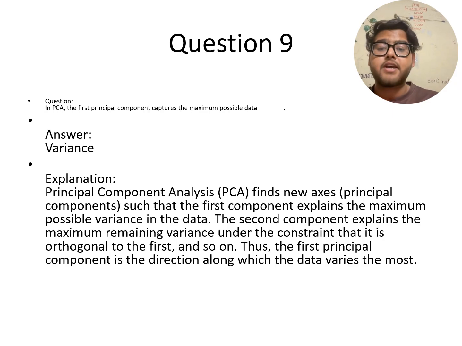Next is: in PCA, the first principal component captures the maximum possible data variance. Principal component analysis, that is PCA, finds new axes such that the first component explains the maximum possible variance in the data.